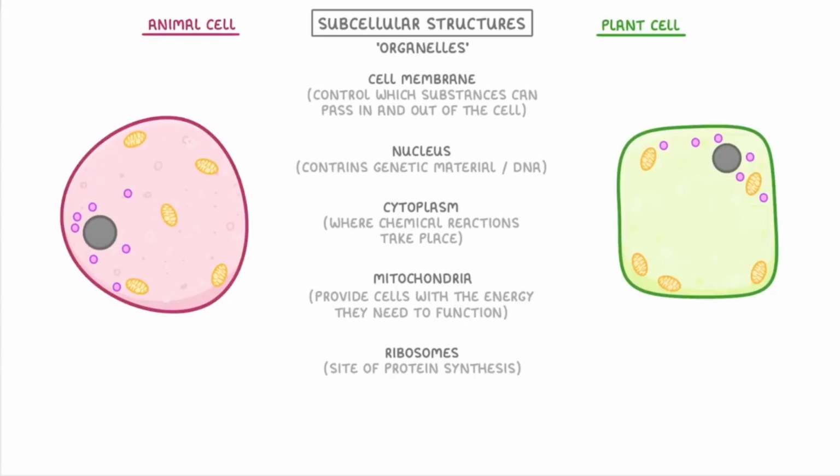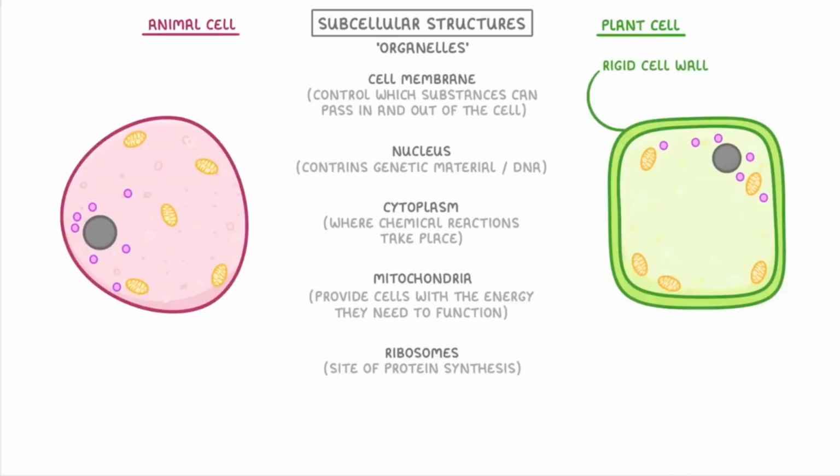Now, all of these subcellular structures that we've just mentioned are common to both animal and plant cells. But importantly, plant cells also have a few extra structures. For one, they have a rigid cell wall around the entire cell that's made up of a material called cellulose. And because cellulose is really strong, the cell wall can provide support and structure to the cell, which is really important because if too much water entered the cell, then it would otherwise burst.